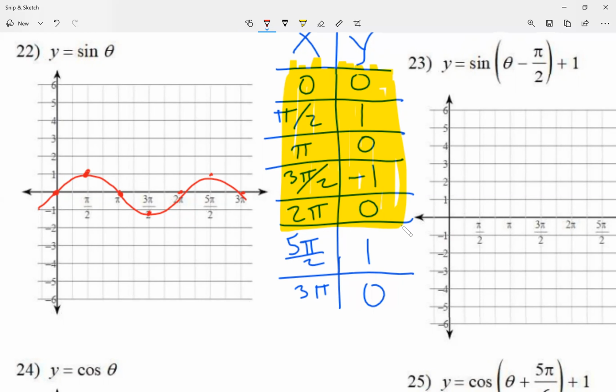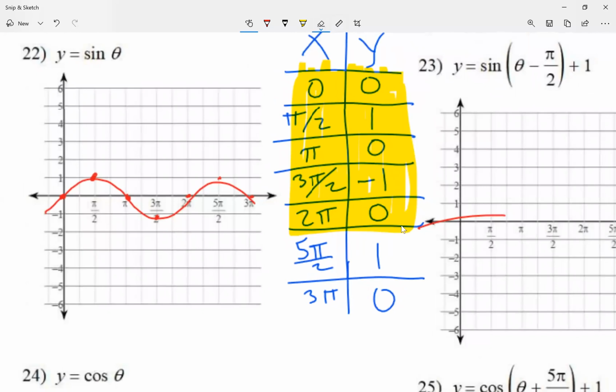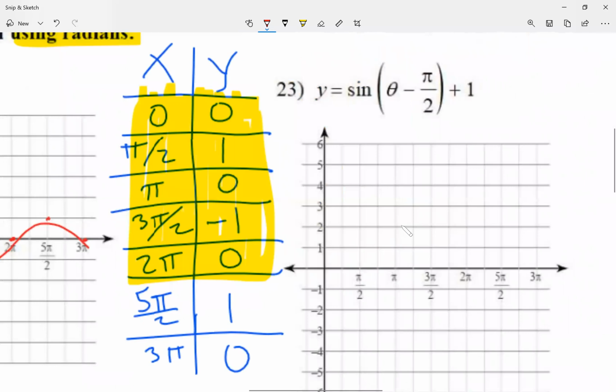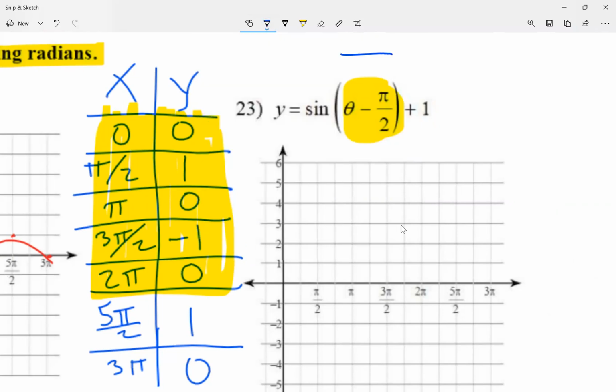Now, this is what we're gonna call a pattern, a parent graph. I'm gonna play with sine now. And when I say play, question number 23, I'm gonna add a value here inside of parentheses, right here with theta. Now this value is gonna tell me whether I move my graph to the right or to the left. I'm gonna move it to the right if it's a minus sign, and I'm gonna move it to the left if it's a plus sign.